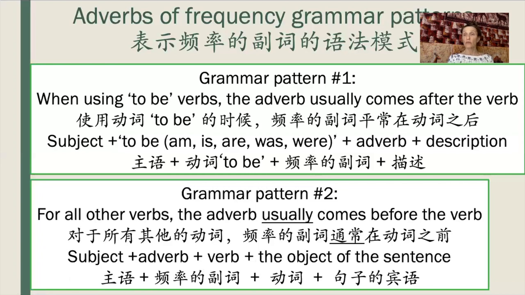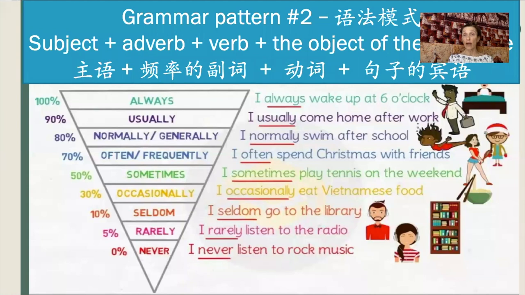So let's go back to that slide with all the adverbs of frequency and look at this pattern two, which is subject, adverb, verb, and then the rest of the sentence. So here you go. Subject, I, adverb, always, verb, wake up, at 6 o'clock. I usually, so subject, adverb, come home afterward. If you notice, the verbs in all these sentences are regular verbs. They're not to be verbs. Wake, come, swim, spend, play, eat, go, listen.